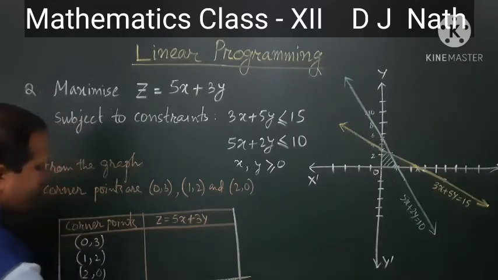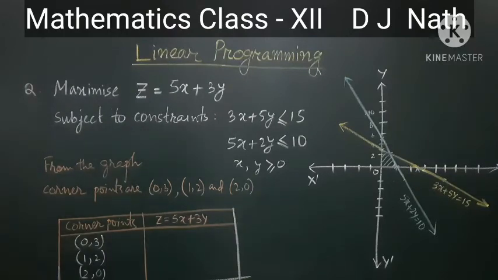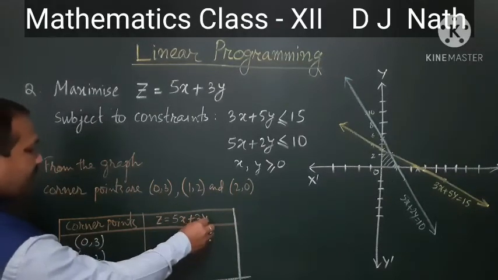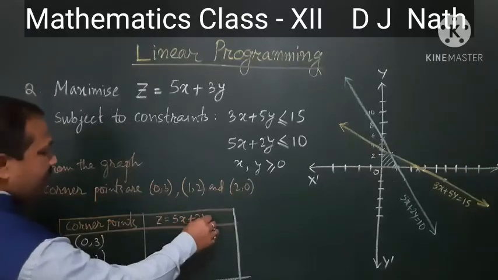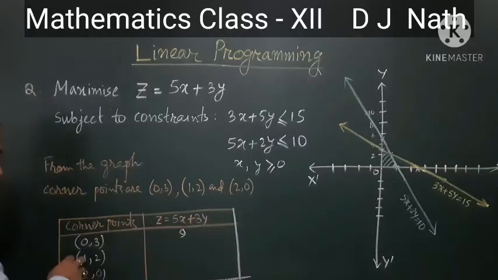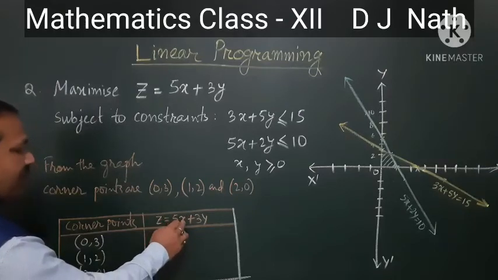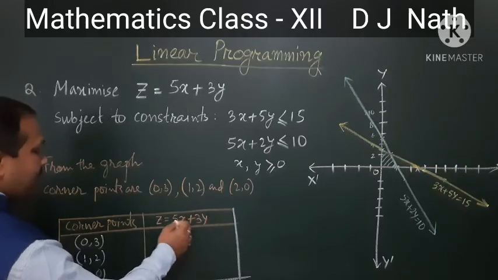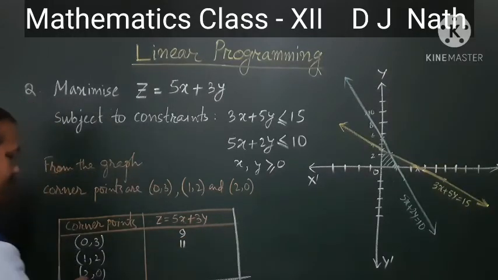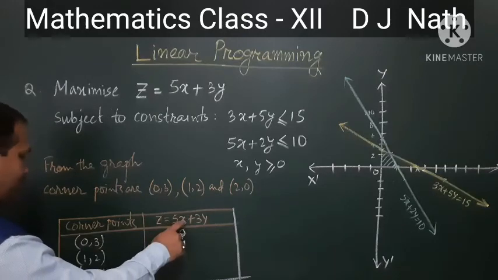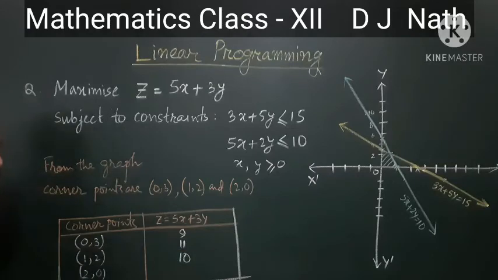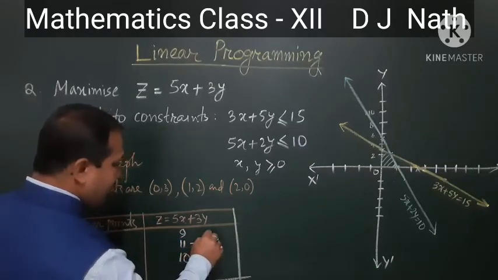Okay. So we will find out what the values are. If it is 0, 3, then x is 0, y is 3. So it is 5 into 0 plus 3 into 3, which is 9. If it is 1, 2, then 5 into 1 is 5, and 3 into 2 is 6; 6 plus 5 is 11. And here it is 2, 0. So 5 twos are 10. So which point is giving the maximum? This value is maximum.